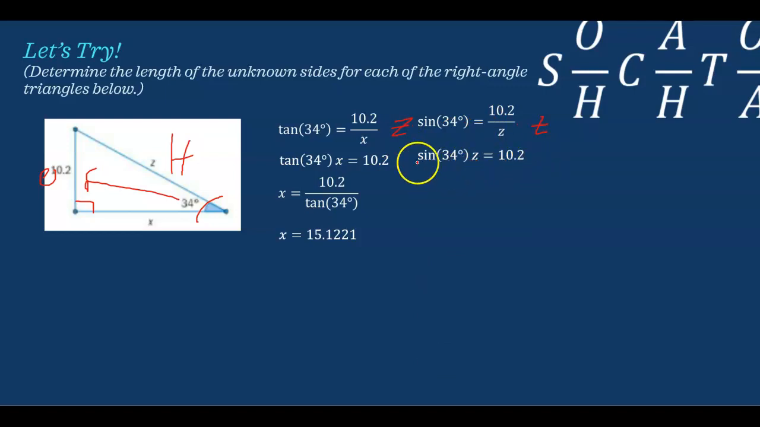I want to get z by itself, so I'm going to divide both sides by sine 34, which will leave me with z equals 10.2 over sine 34. Once you put this into your calculator, you will get the answer. Z equals 18.2406. Now you can always check your answers to see if they make sense. So for example, your hypotenuse, which is z, should be the longest side. 10.2 and 15 are both smaller than the hypotenuse of 18. So we can logically assume that we did this correctly.